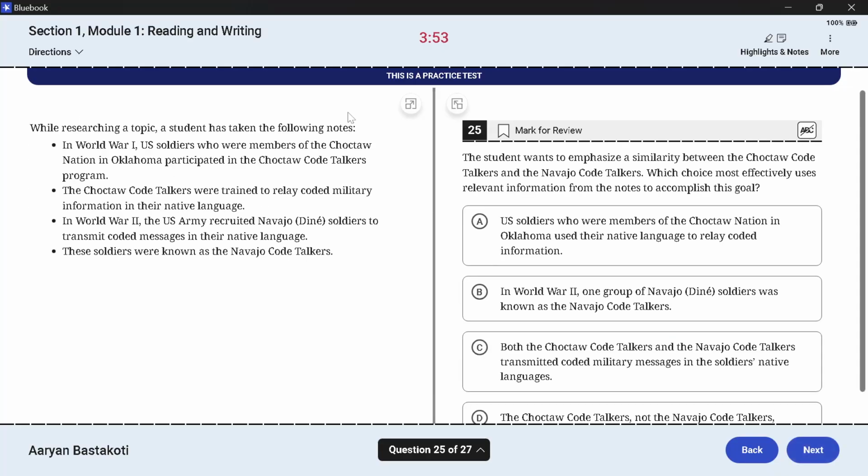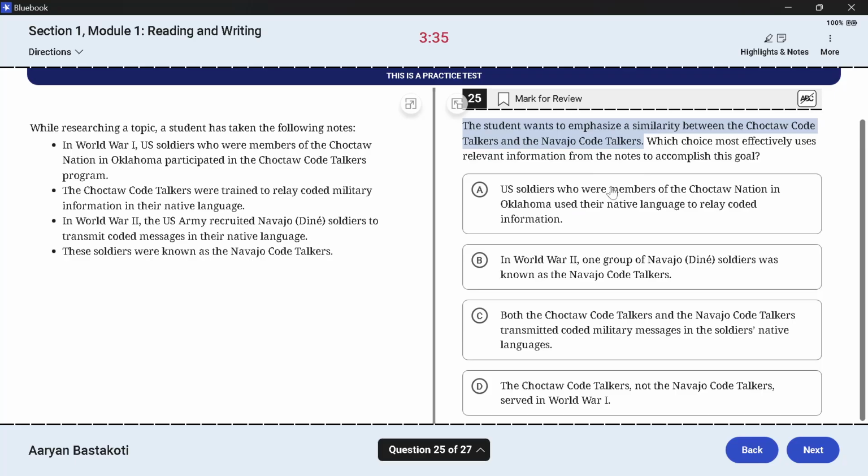Next, for this kind of question, you might have already known, but we do not need to read this side. We just read the topic and choose the right answer based on it. The student wants to emphasize the similarity between Choctaw code talkers and Navajo code talkers. Okay, a similarity is what we need.